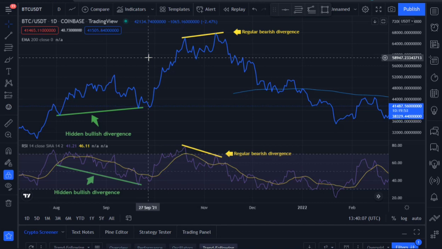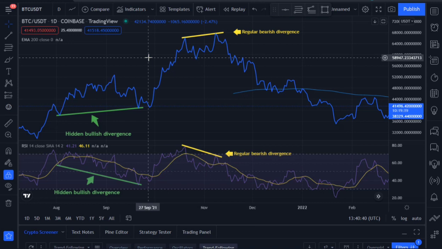So let me explain the hidden divergence real quick. The hidden divergence is a divergence that signals a possible continuation of an existing market direction or trend. While the regular divergence is a divergence that signals a possible trend reversal. You have to take note of the key point here, the difference between the two divergences. The regular divergence signals a possible trend reversal, while the hidden divergence signals a possible continuation of an existing trend.